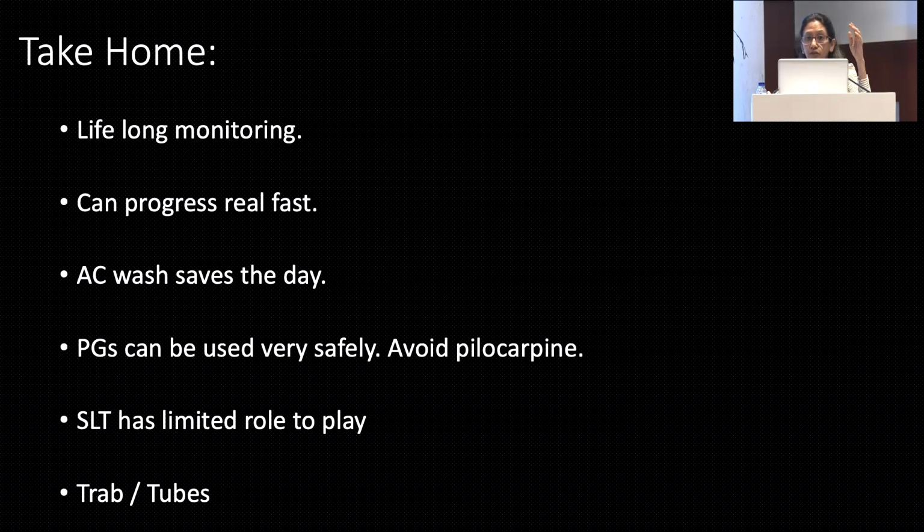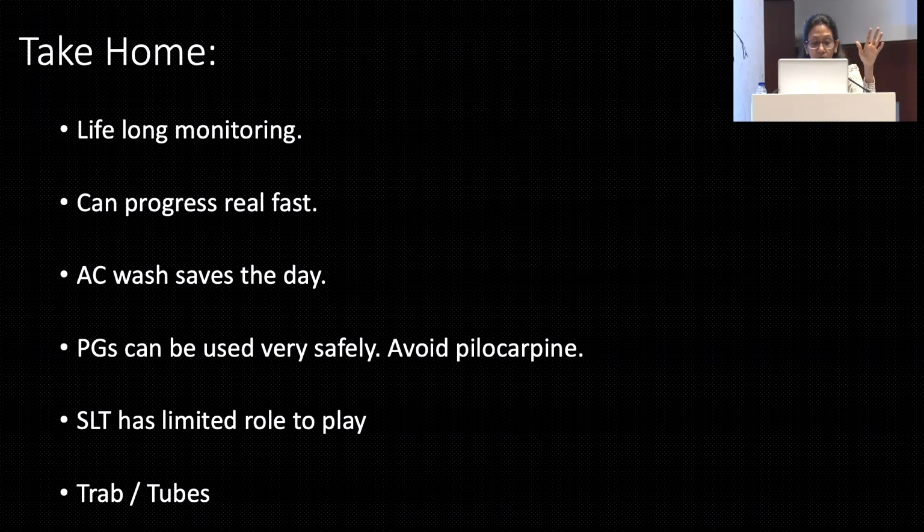And yes, if you find that the pressures are just not coming down, then you should intervene early, because the fields have gone from normal to tubular in 1 to 2 months. AC wash, if you find even little hyphema, do attempt it before you go in for TRAB or tube.